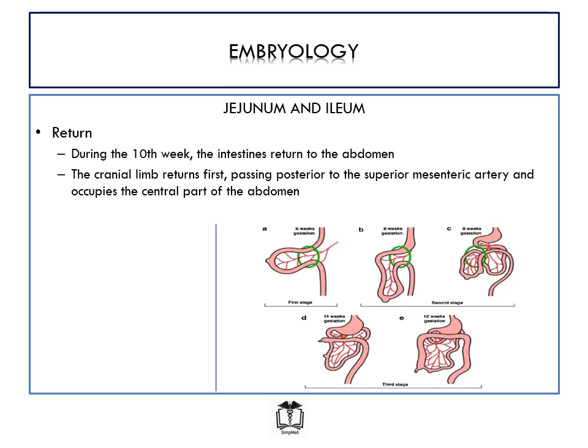This rotation and return is unique because the adult derivative of the midgut loop is positioned the way it is due to the return and rotation that occurs. So during the return, the cranial limb, which is our major focus because it gives rise to the jejunum and the ileum, returns first, then passes posterior to the superior mesenteric artery, and eventually occupies the central portion of the abdomen. And that's the reason why we have the jejunum and the ileum in the center of the abdomen.